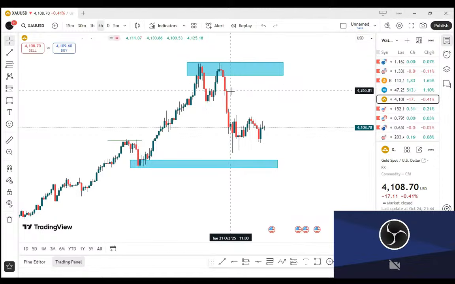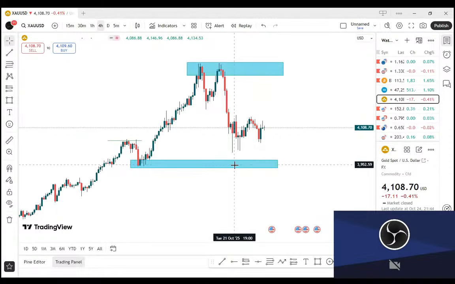Price tried to create an equal high here. So the 4 hours time frame is giving me an equal high at this particular zone, telling me that gold is likely to sell on my 4 hours time frame. That's what the 4 hours time frame is telling me, that gold is likely to sell.